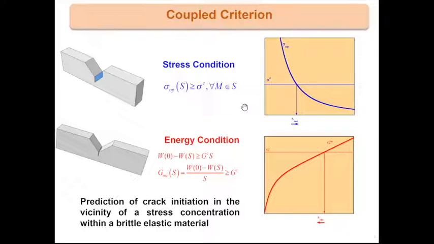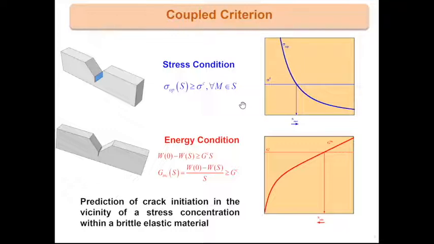The energy condition states that if you take the difference between the initial potential energy and the potential energy with a given crack length, then this difference must be greater than the energy necessary to create the crack. Here, of course, Gc is the fracture energy of the solid. You can write this condition like this.